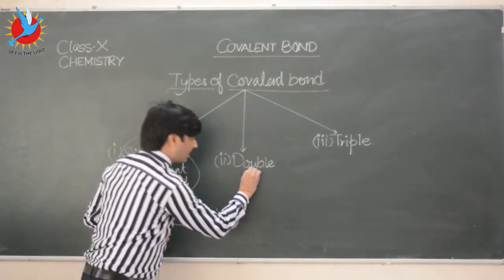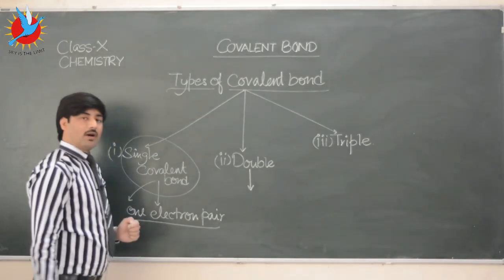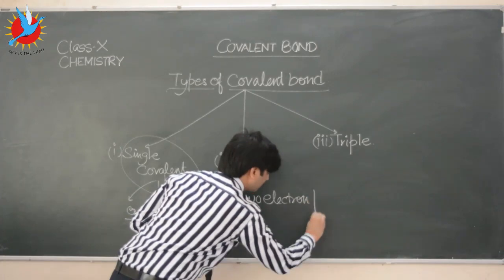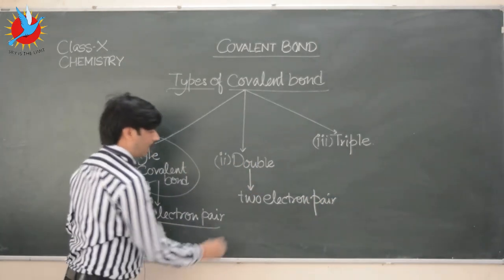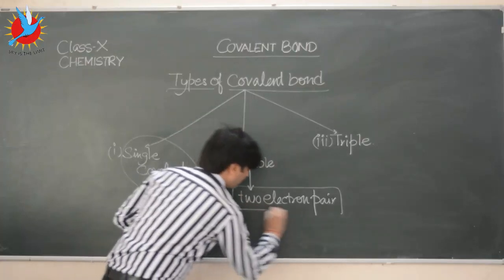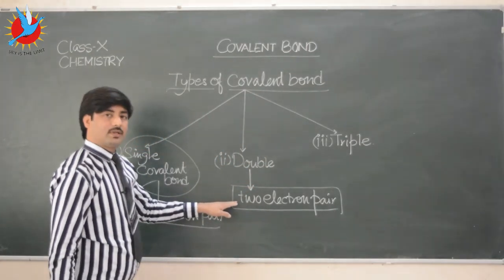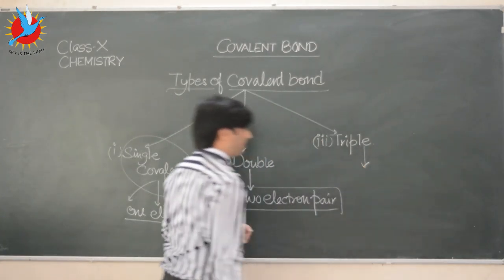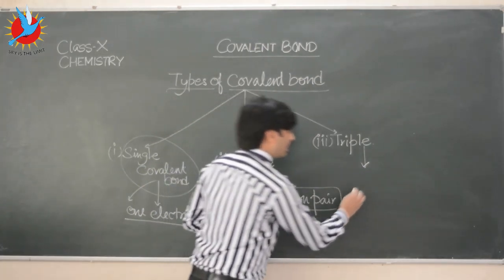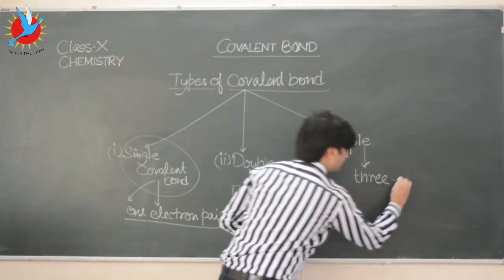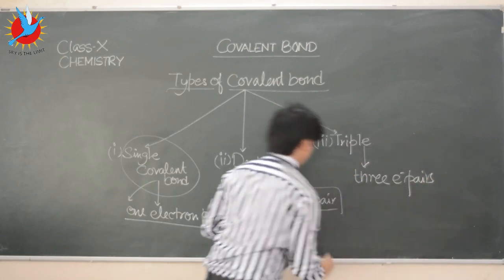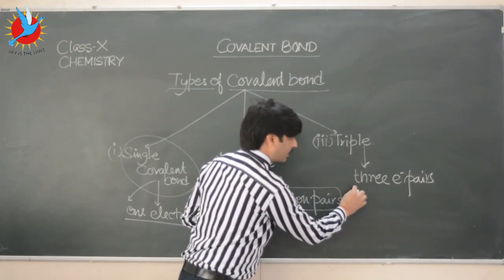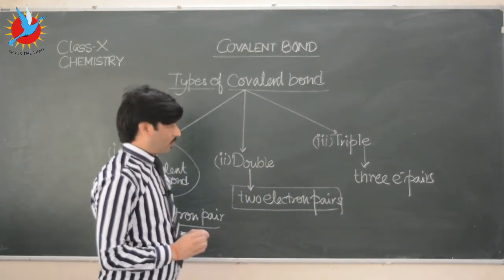A double covalent bond is formed by sharing of two electron pairs between two atoms, and in that particular bond, each atom will contribute 2 electrons. At the same time, a triple covalent bond is formed by sharing of 3 electron pairs between 2 atoms, in which each atom contributes 3 electrons.